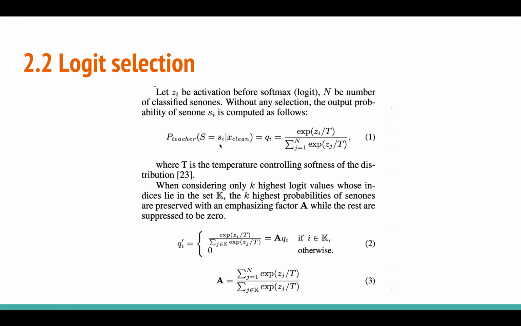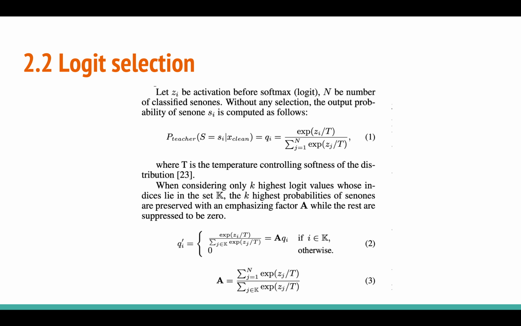And we know that the probability of the senone given the clean data you can calculate with the softmax equation. The only change in this equation is there is one capital T here, which is called the temperature coefficient. If you make it 1, it is going to be similar to the normal softmax, but you can change this temperature coefficient to see how the behavior of the model changes. But let's assume this is the probability of the senone s_i given the clean input frame.